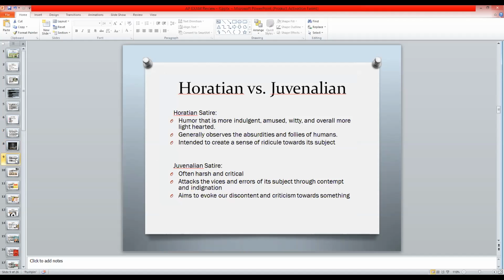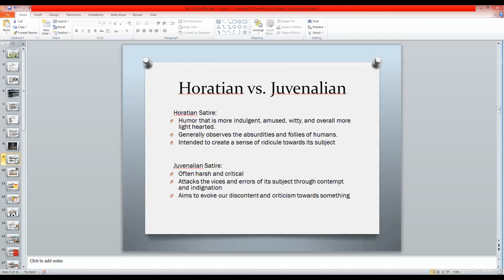So to kind of go into a quick review of all these devices, we're going to look back at Horatian versus Juvenalian just to clarify these terms real quick. Horatian on the one hand is more indulgent, amused, witty, overall more lighthearted humor, like the video we saw, right? It's more about looking at the obscurities of people. It's trying to create a sense of ridicule towards people. So it's more about, haha, let's all laugh at this one particular subject together.